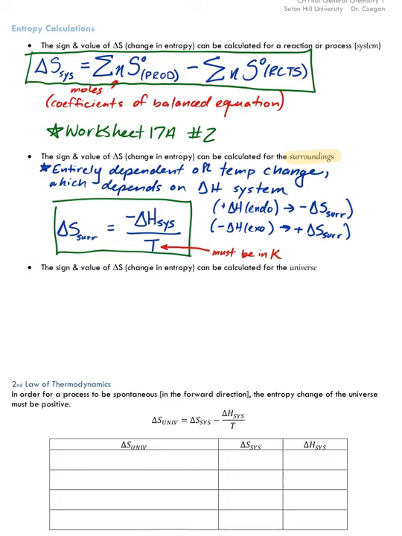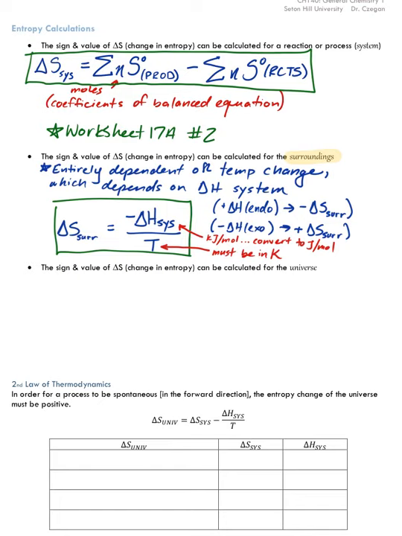And the other thing we have to note is that the delta H of the system is usually in kilojoules per mole. And so we should convert it to joules per mole before we plug it into this equation, which is simple. We just multiply by 1,000.